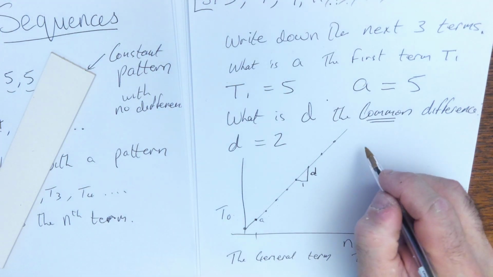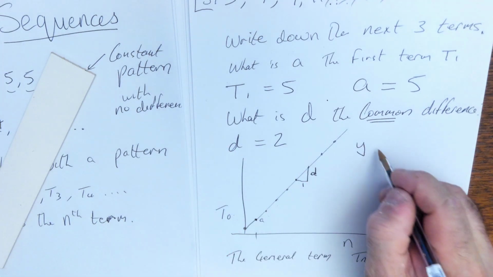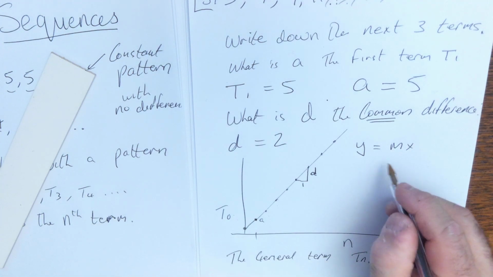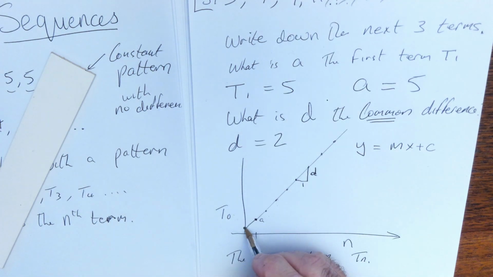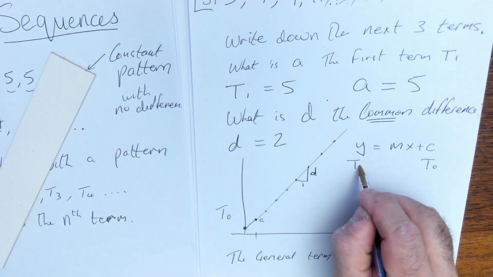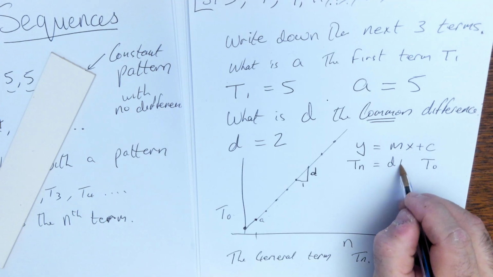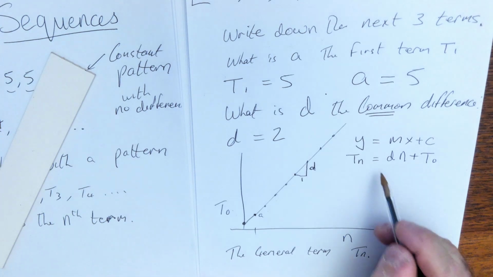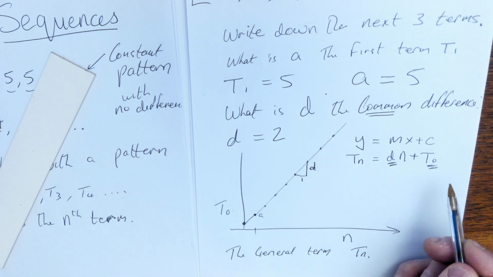And then I can exploit from our coordinate geometry. Term n is like y. n is like x, and you will remember we can go y equals mx plus c, the equation of a line, where c in our case is term 0, y is term n, d is m, and this is n. Okay, so we get like this. We can easily get term n by just using the number d and the number term 0.